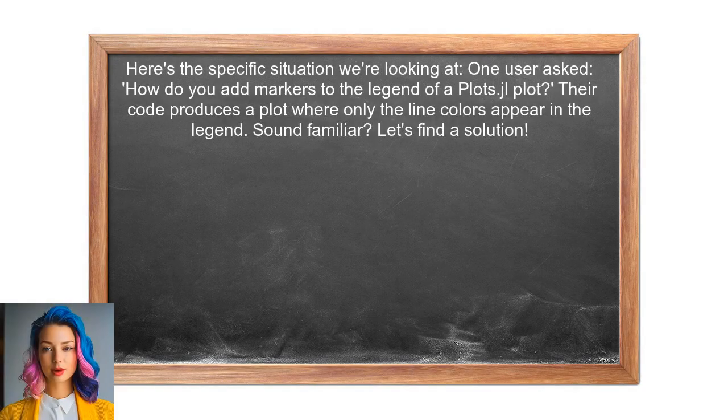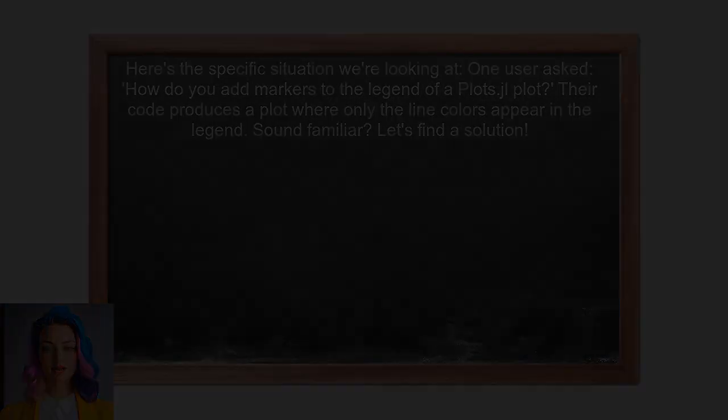Here's the specific situation we're looking at. One user recently asked, how do you add markers to the legend of a Plots.jl plot? They shared their code, which produces a plot where only the line colors appear in the legend. Sound familiar? Let's dive into this together and find a solution.